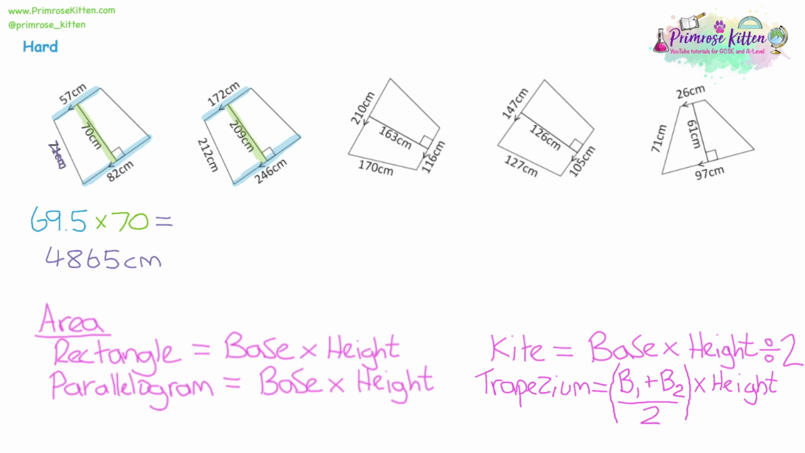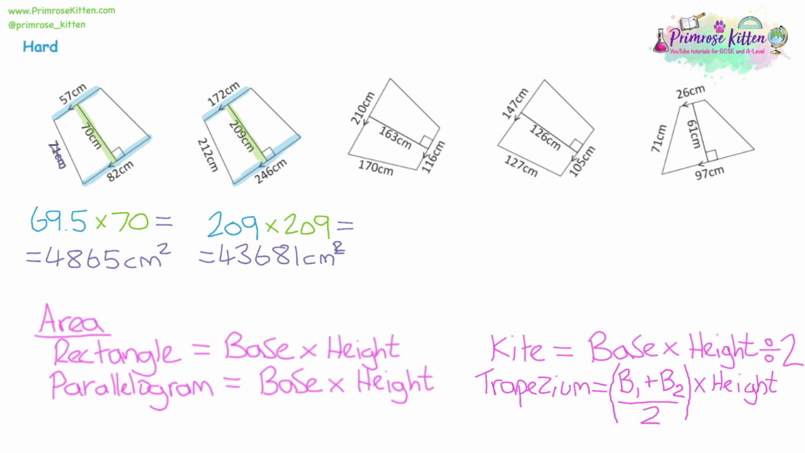Again, we'll do that on a calculator. So 172 plus 246, get an answer, and then divide it by 2. That should give us 209. You'll see that 209 is roughly in the middle of the 172 and the 246. Then we're going to multiply that by 209 because the height, coincidentally, is the same size as the average of the two bases. So let's multiply those together, and that's going to give us an answer of 43,681, and that's in centimetres squared.